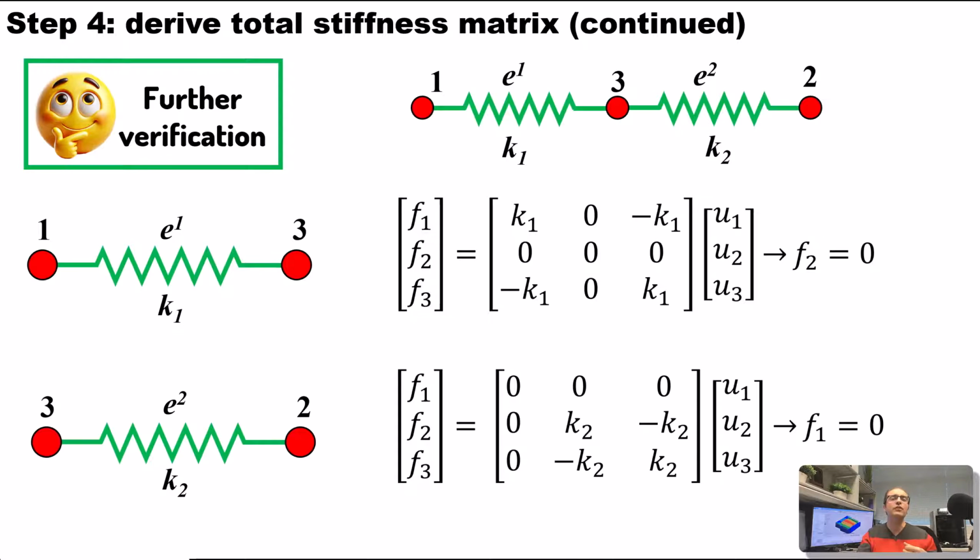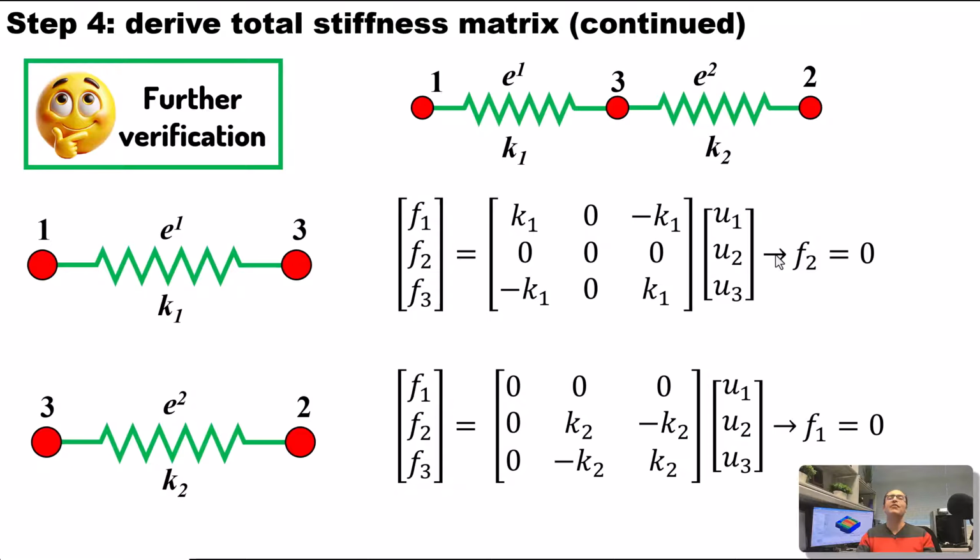So if you write the characteristic formula for each element, but now with all the degrees of freedom, you see something like this for element 1, and this is for element 2. Element 1 will give you F2 equal to 0, and element 2 will give you F1 equal to 0. Element 1 doesn't have node 2, so F2 is equal to 0. Physically, F2 doesn't exist for element 1. The only internal forces on element 1 are F1 and F3. And the only internal forces for element 2 are F2 and F3. Again, for element 2, F1 doesn't exist. This is another layer of verification.